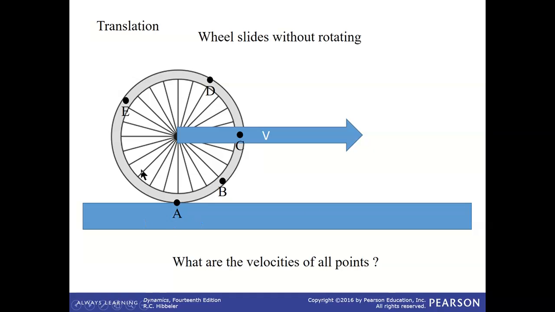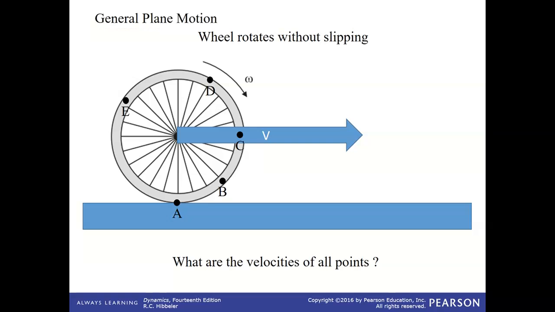And the correct answer is that all the points have the same velocity because the wheel does not rotate. So the wheel is under pure translation motion, and in translation all the points of the body have the same velocity, and there is no relative velocity between two points. So they all move at the same v. Okay, so this is the example of pure translation.